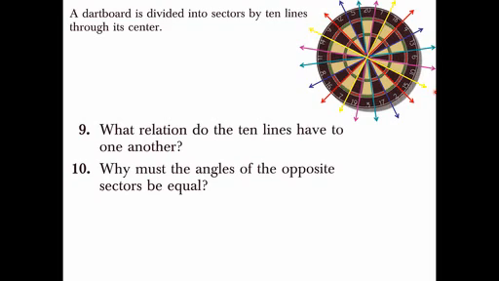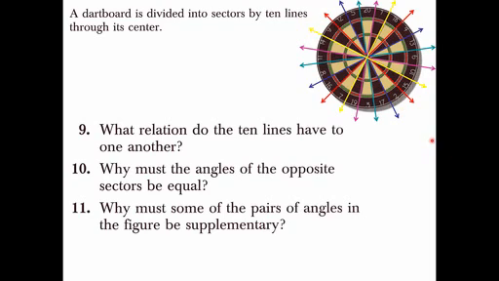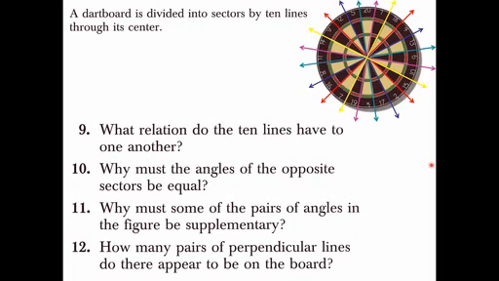Why do angles of opposite sectors, so a sector would be like between this yellow line and the red line, and then the yellow line and the red line here. Those would be sectors. Why must those angles be equal? Why must some of the pairs be supplementary? For instance, if I went this yellow one to the green one, and then the green one to the yellow one, why would those be supplementary? And then here's where I gave you a little help. How many pairs of perpendicular lines do there appear to be?